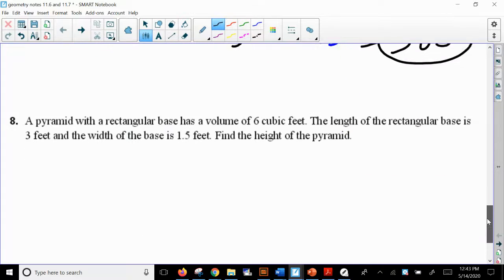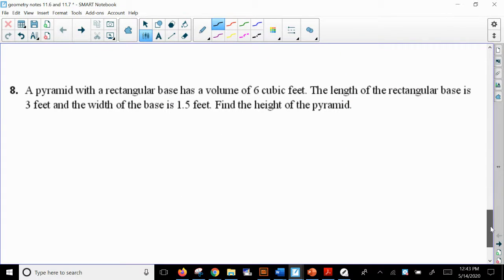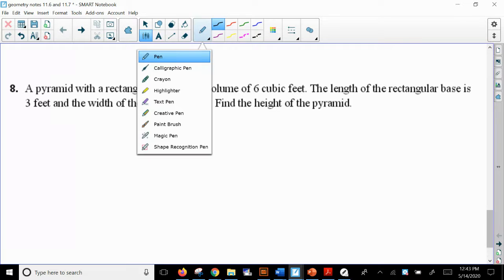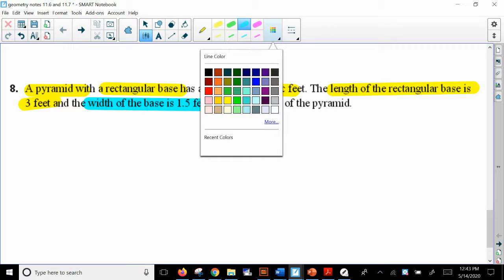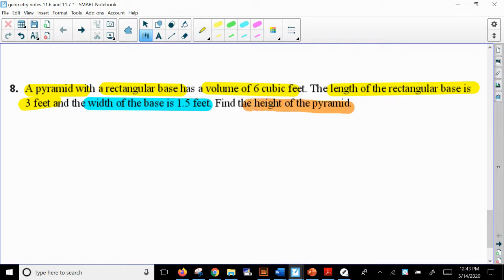All right. Now, this one, okay, word problem. It says we have a pyramid with a rectangular base. The volume is 6 cubic feet, so they're already telling us the volume. The length of the base is 3. The width of the base is 1.5. They are asking us to find the height. That's what we're looking for, okay?